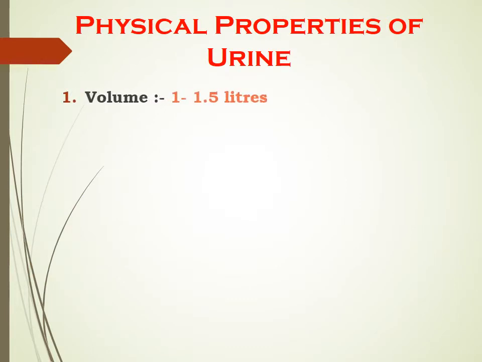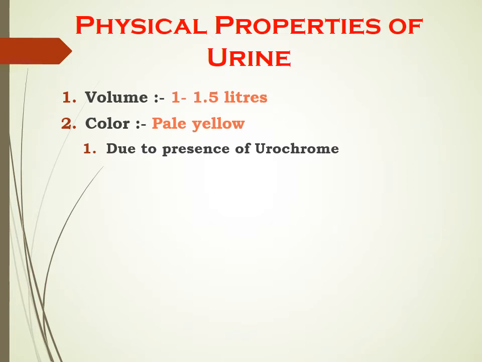Number one, the volume of urine which is produced in 24 hours is 1 to 1.5 liters. Color: it is pale yellow due to presence of urochrome. Now what is urochrome? Student, you know one of the important bile pigments is bilirubin. So in the liver, this bilirubin is converted into a less toxic substance called urochrome, which is yellow in color, and this urochrome imparts color to the urine.